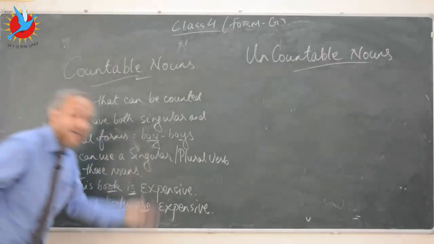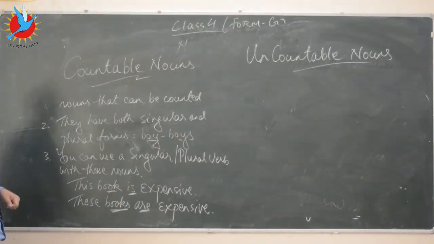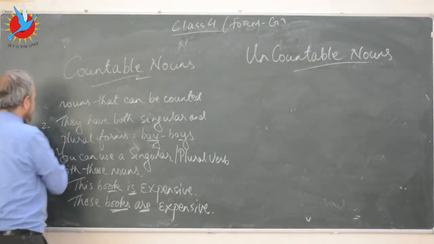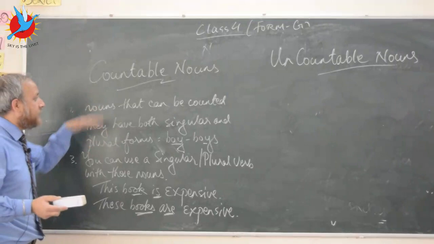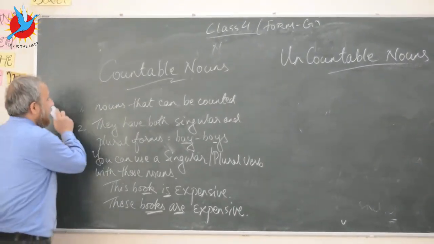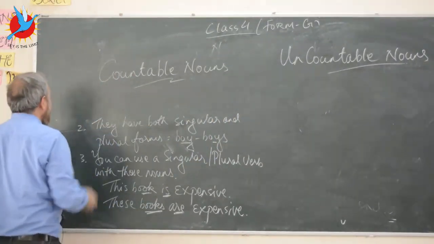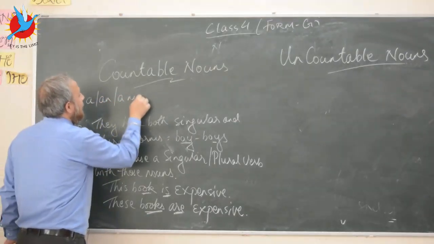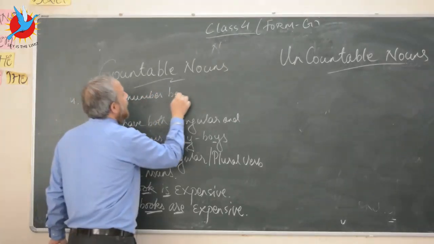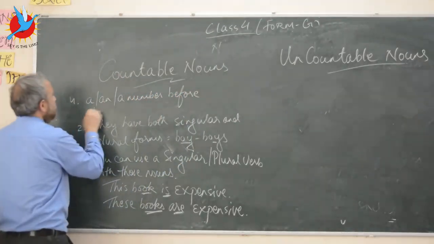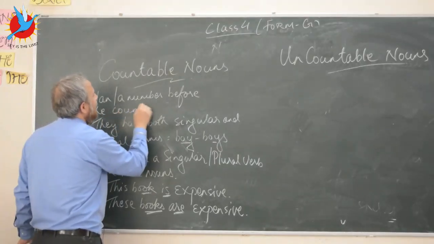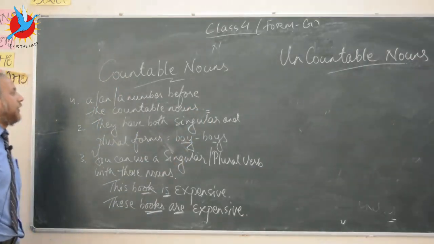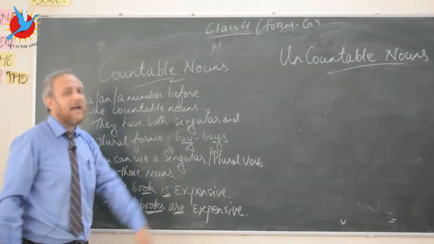With what kind of nouns? With countable nouns. And there's one more point that I want you to remember. I hope you can pause the video and carefully look at these points. The next point is, you can use a, an or a number before the countable nouns. Please do remember this point.